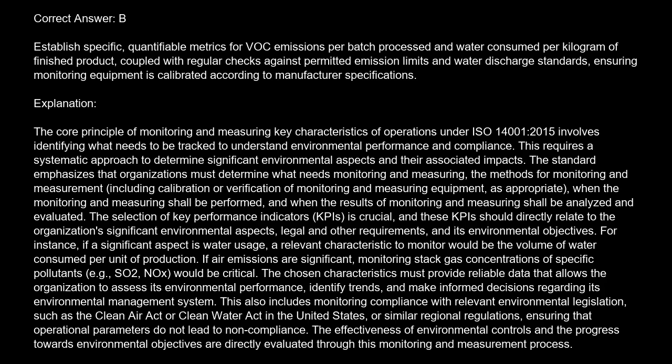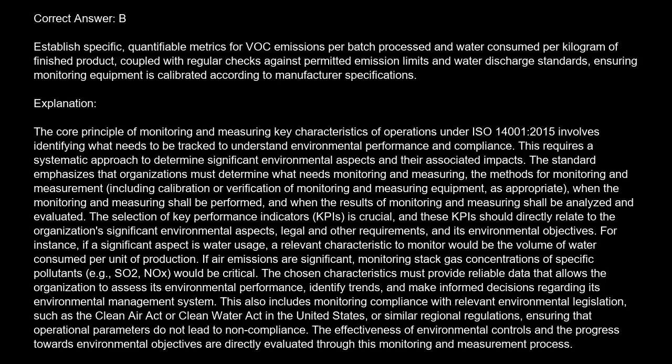The selection of key performance indicators, KPIs, is crucial, and these KPIs should directly relate to the organization's significant environmental aspects, legal and other requirements, and its environmental objectives. For instance, if a significant aspect is water usage, a relevant characteristic to monitor would be the volume of water consumed per unit of production. If air emissions are significant, monitoring stack gas concentrations of specific pollutants, e.g., SO2, NOx, would be critical. The chosen characteristics must provide reliable data that allows the organization to assess its environmental performance, identify trends, and make informed decisions regarding its environmental management system.